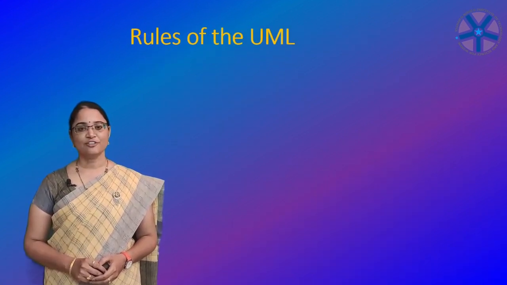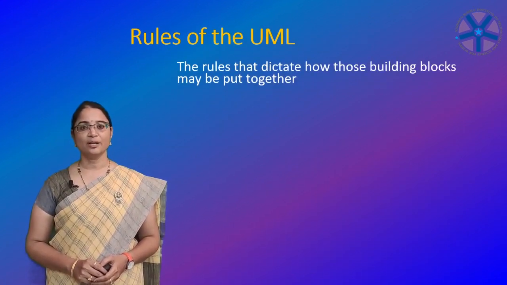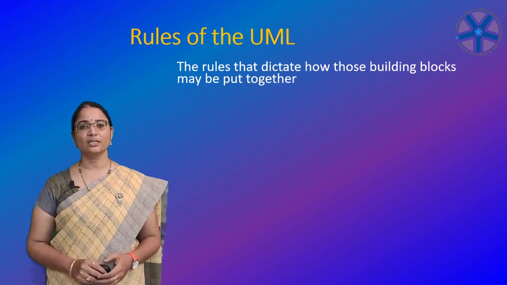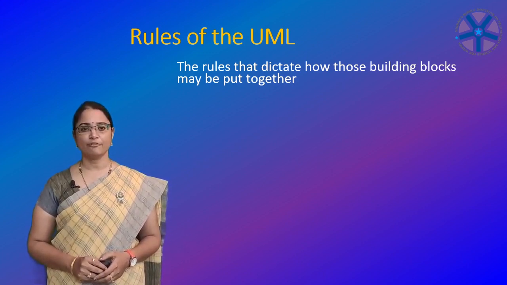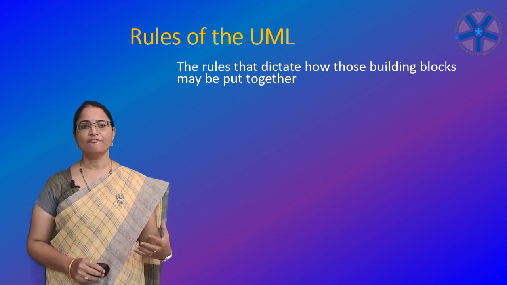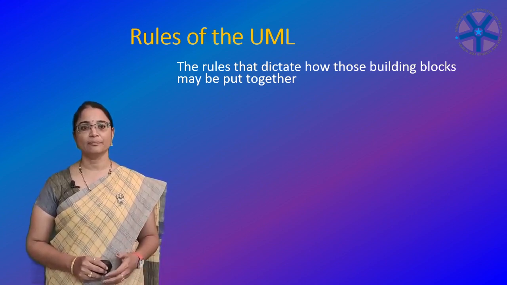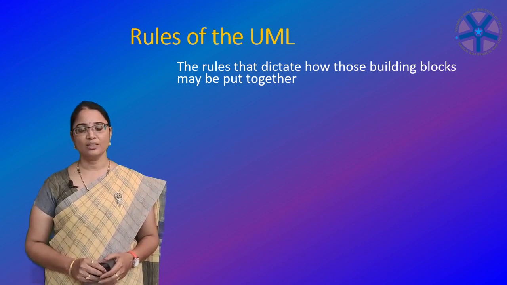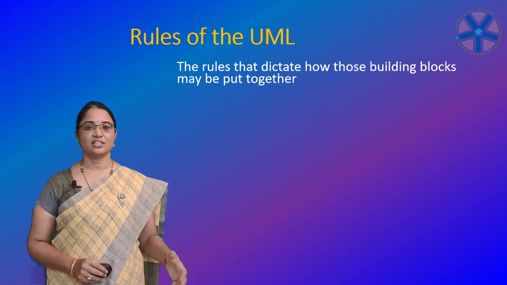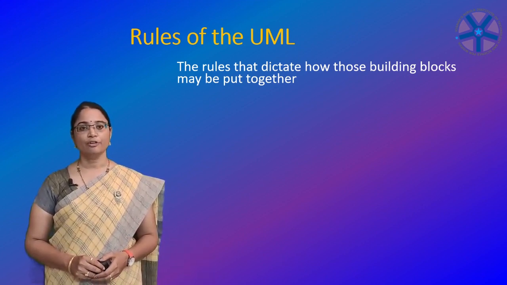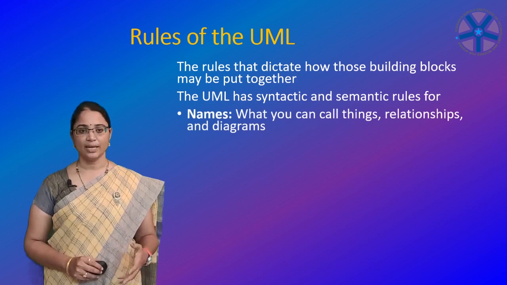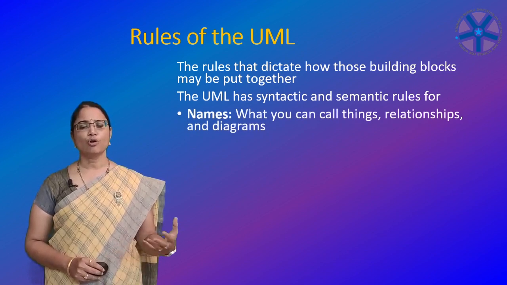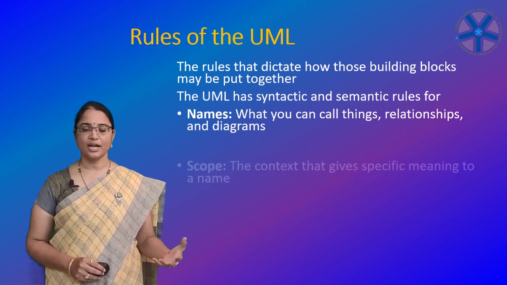Coming to the rules of the UML. The UML's building blocks can't simply be thrown together in a random fashion. Like any language, the UML has a number of rules that specify what a well-formed model should look like. A well-formed model is one that is semantically self-consistent and in harmony with all its related models. The UML has syntactic and semantic rules for names. It means what you call things, relationships and diagrams.